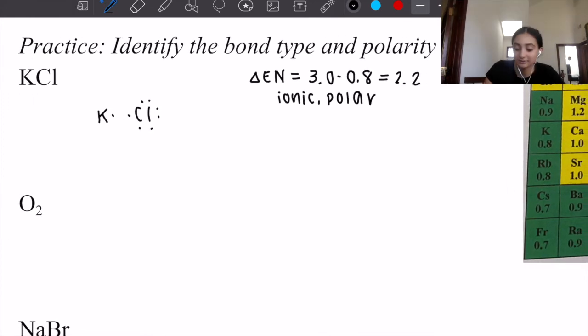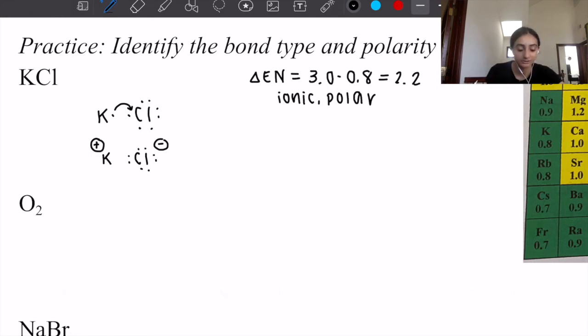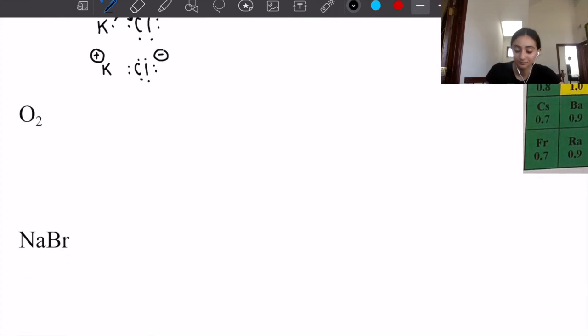Now that changes how we finish this Lewis structure. We know that in an ionic polar bond, the electrons are transferred. So I'm going to draw with an arrow the electron from potassium going to chlorine. And now I'm going to redraw this with chlorine having 8 electrons and a negative charge, and potassium having none and having a positive charge. So that is how you would draw an ionic bond or an ionic polar bond, same thing.